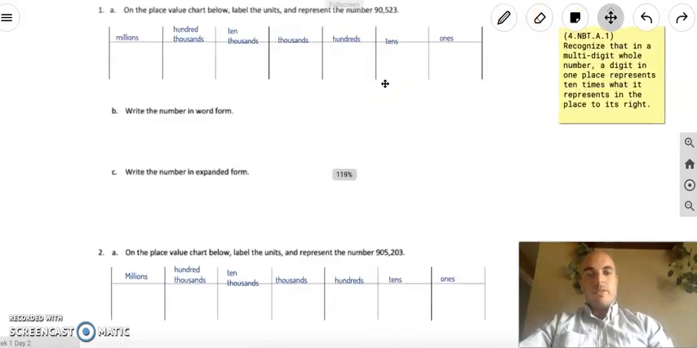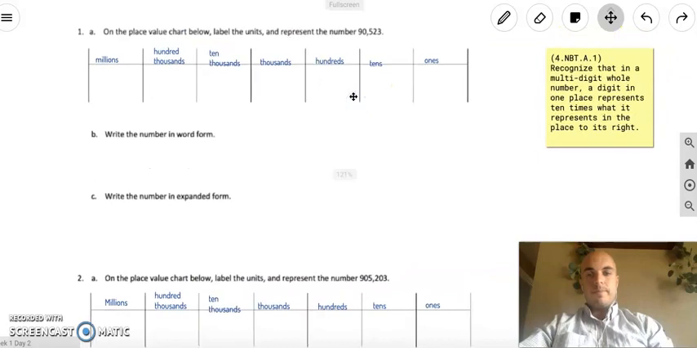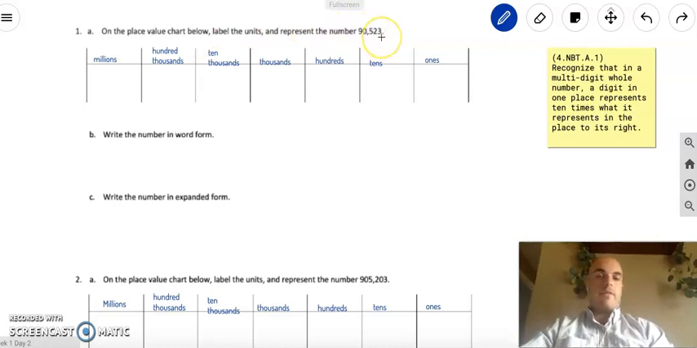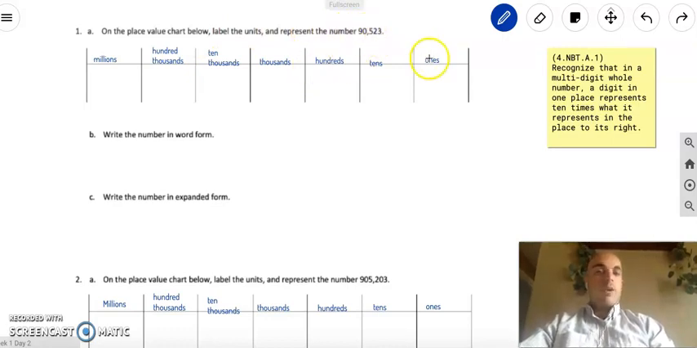I'm going to zoom in just a bit so this is a little easier to see. So it asks us to, on the place value chart below, label the units and represent the number 90,523. So I've already ahead of time labeled this place value chart ones, tens, hundreds, thousands, 10,000s, 100,000s, and millions. So I'm now going to put each one of these numbers where it belongs in the place value chart.